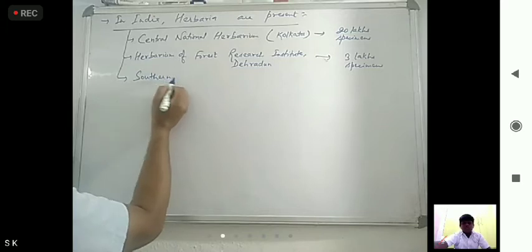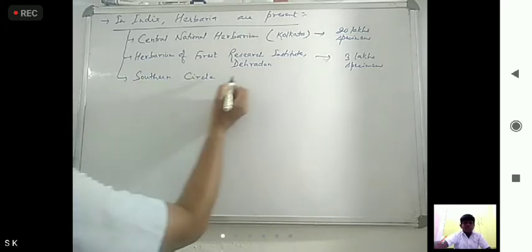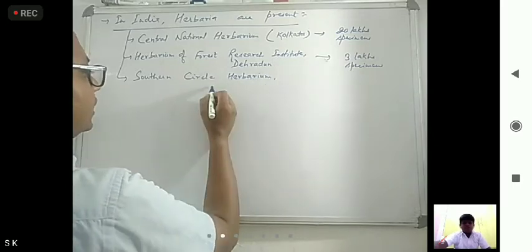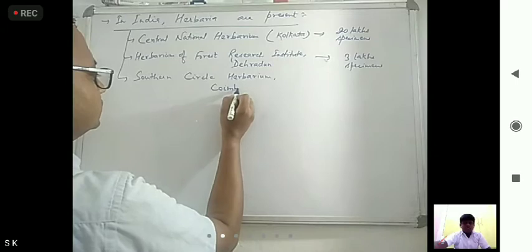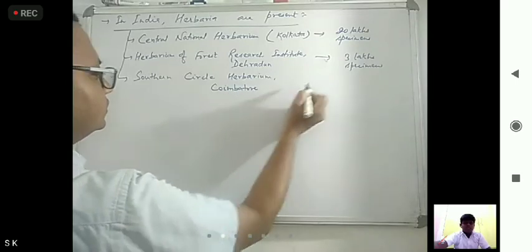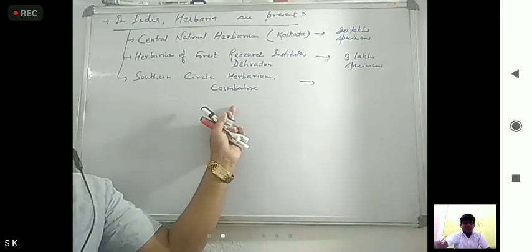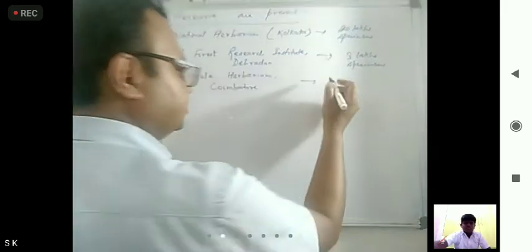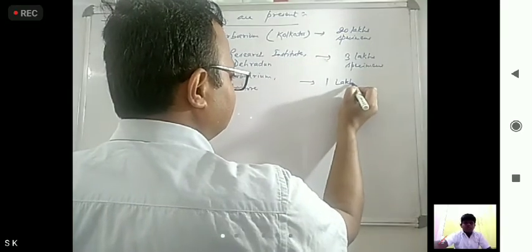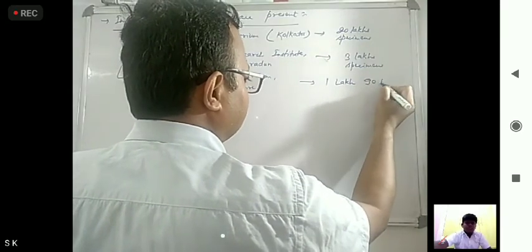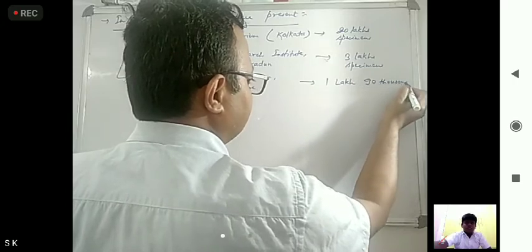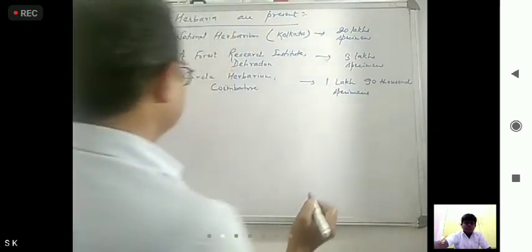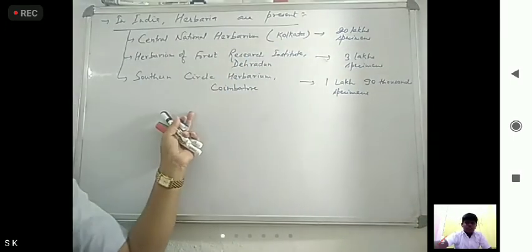Southern Circle Herbarium. It is in Tamil Nadu, Coimbatore. This herbarium contains 1,90,000 specimens. Okay, Southern Circle Herbarium, Coimbatore.